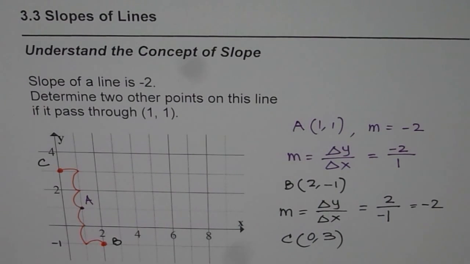Find 2 more points on this line which has a slope of -2 and that passes through the point (1, 1).